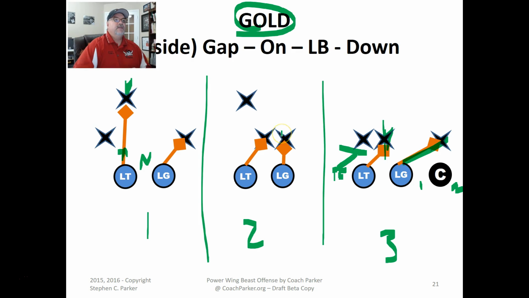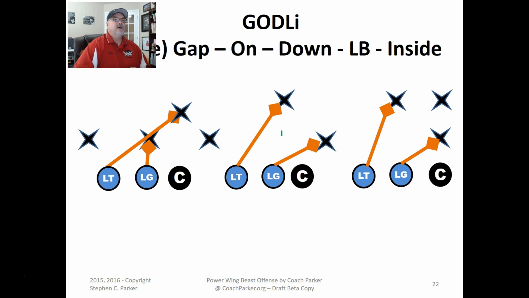Okie dokie. And then the next variation is what I call godly. And this is where we're trying to get double team chips on godly. Gap, on, down, linebacker. And so what I'm trying to do is get chips here. And so you can see this in this first series, which is right here.